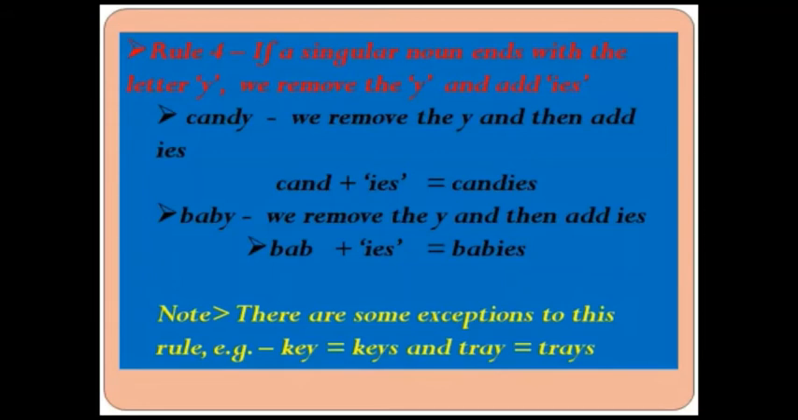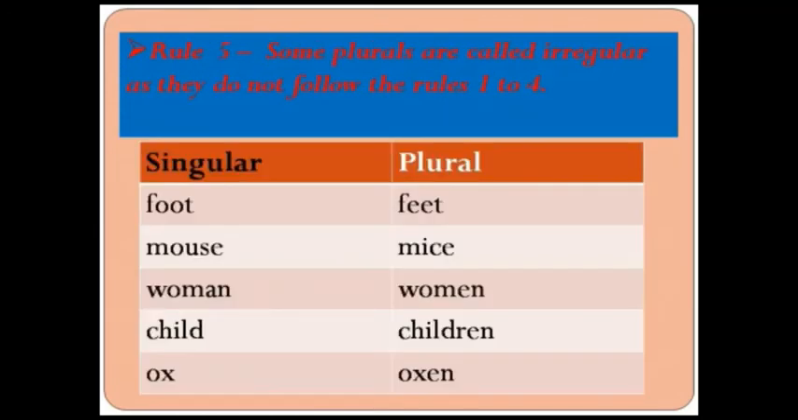Once again, note there are some exceptions to this rule, and the word key ends with the letter Y, but it does not remove the Y to add IES. It simply adds an S. And the same is true for the word tray. The plural of tray is trays.